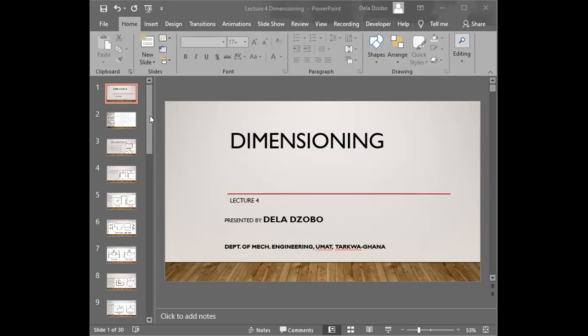Now these rules are going to be very useful when we start dimensioning any parts, or when we delve into tangency and orthographic projections. So you have to take these rules very, very carefully and apply them.